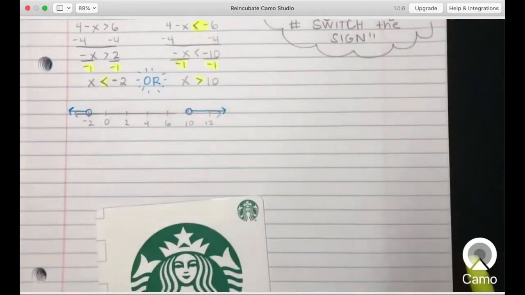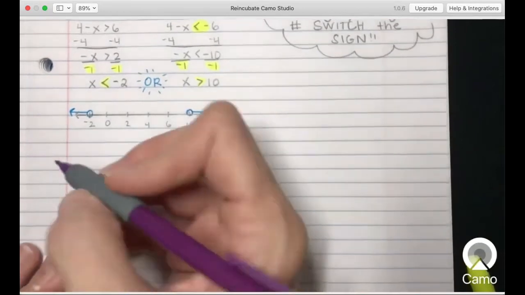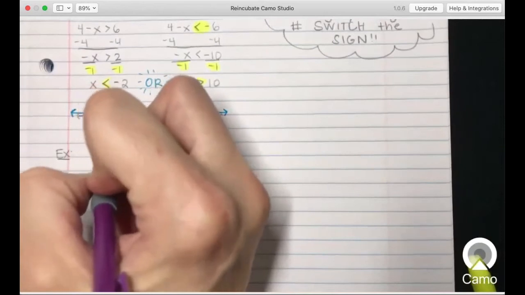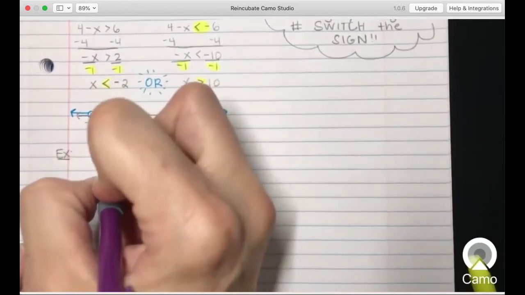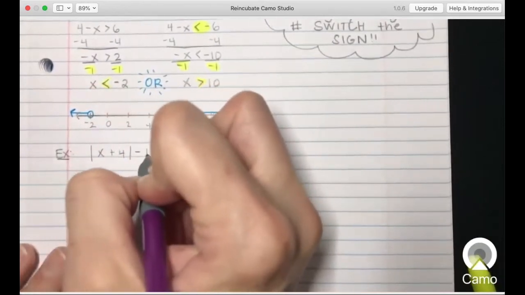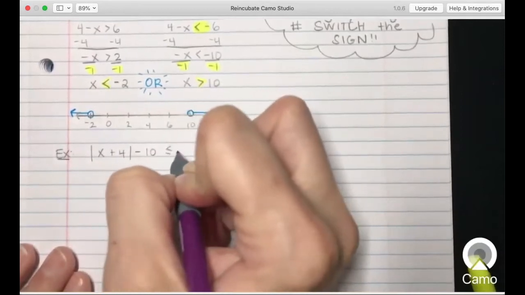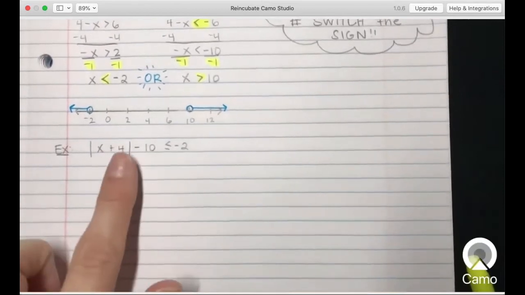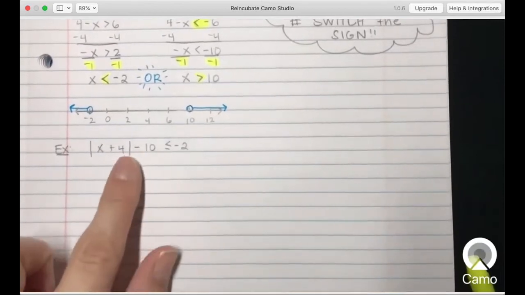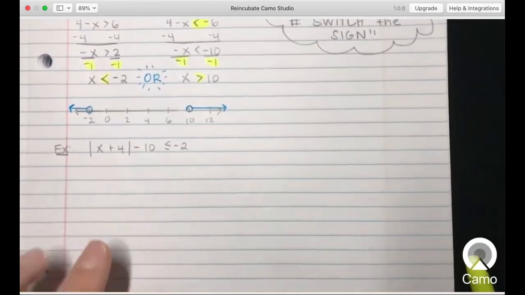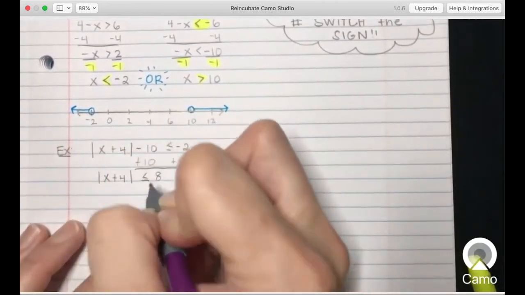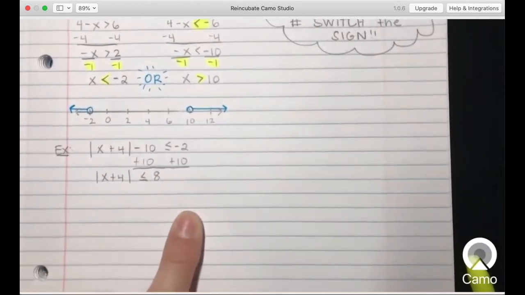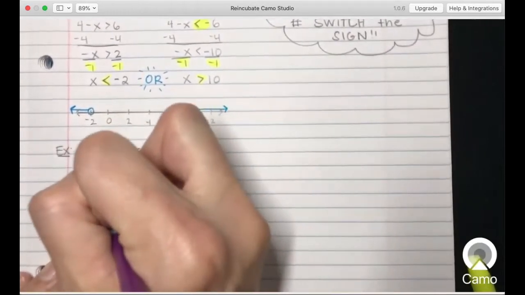So let's look at another example. And I'll jot it down for you. We're still going to solve and graph. And the inequality is the absolute value of x plus 4 minus 10 is less than or equal to -2. So we're going to do the same thing because we're solving an absolute value inequality. We're still going to isolate this absolute value expression. We know that we can break apart our absolute value inequality to solve two separate ones.